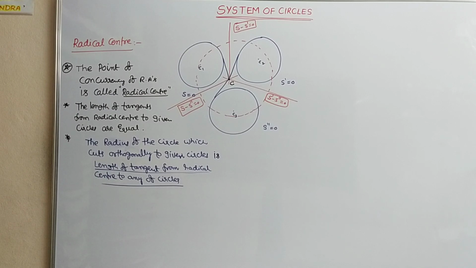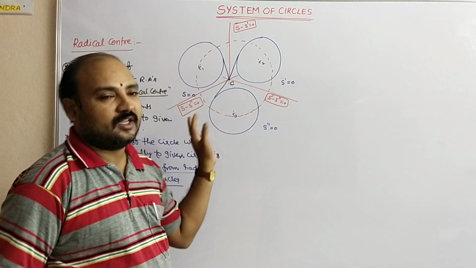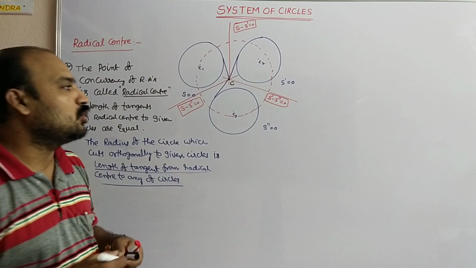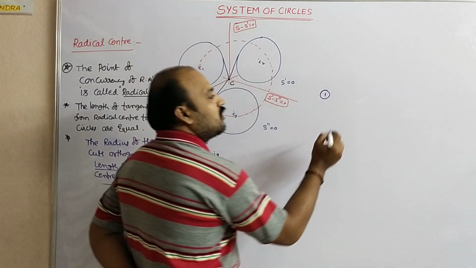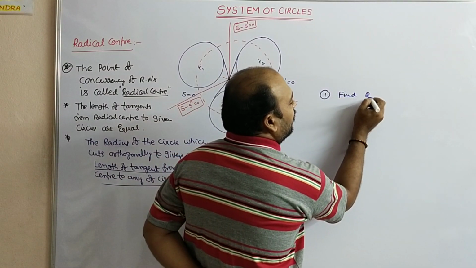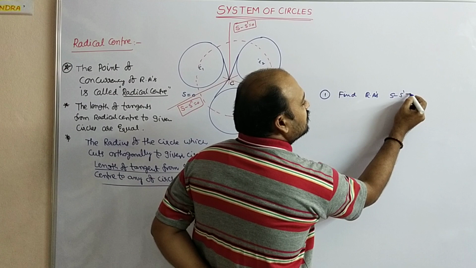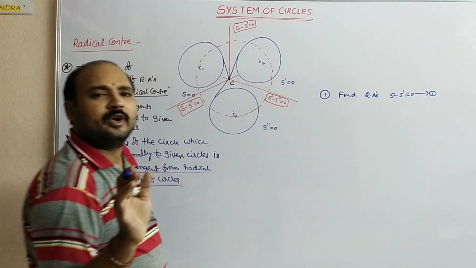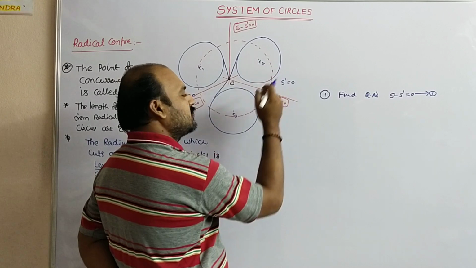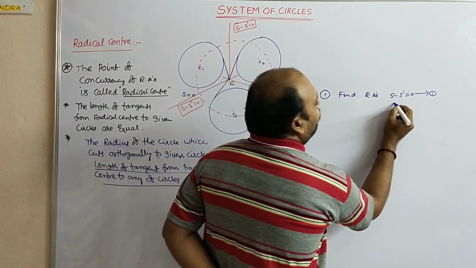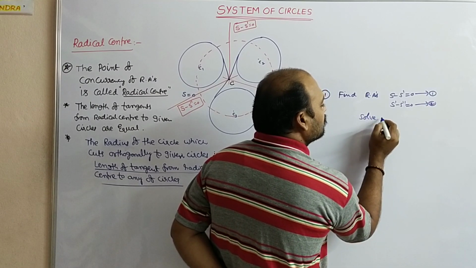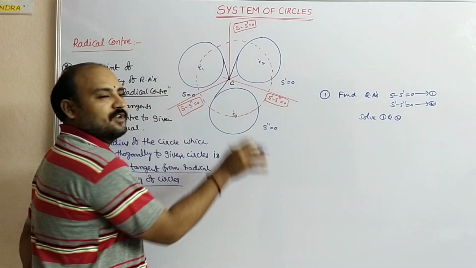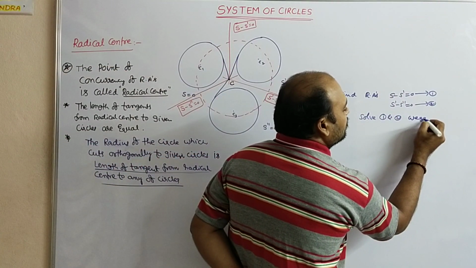Suppose they ask for the equation of a circle which cuts orthogonally. What are the steps we have to follow? The first step: among the three circles, find the radical axis, S minus S dash equal to 0. Any two are enough, no need to calculate all three: S minus S dash, or S dash minus S double dash equal to 0. Solve any two equations among these three, and we get the radical center.